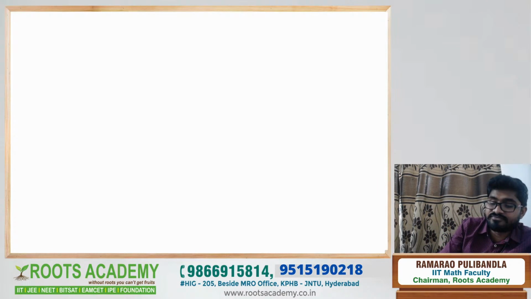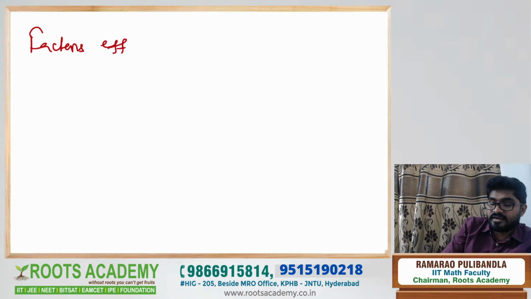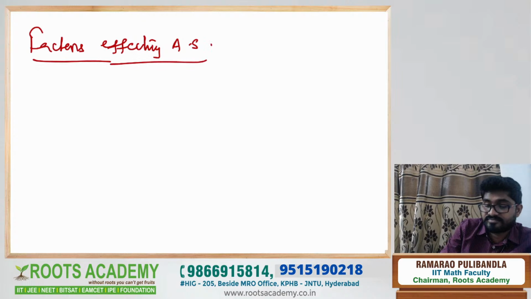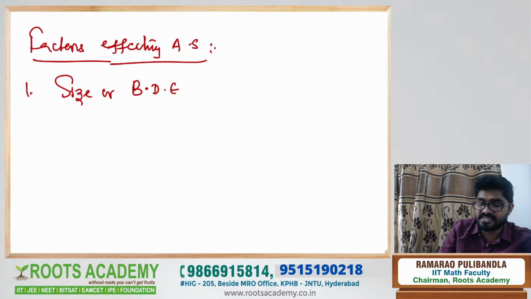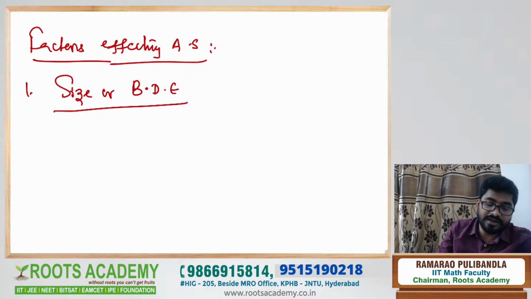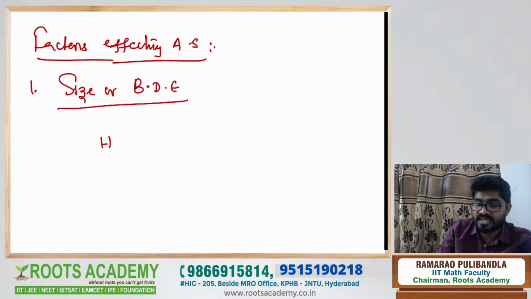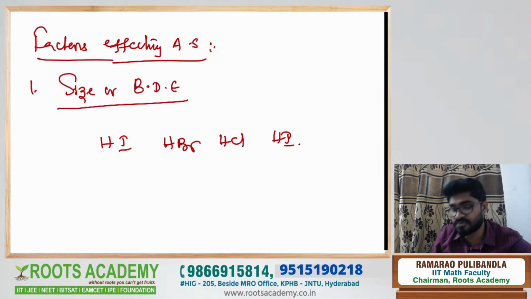So the first factor affecting acidic strength is size or bond dissociation energy. Alright, guys, consider HF, HCl, HBr and HI. You decide which is more stable here.